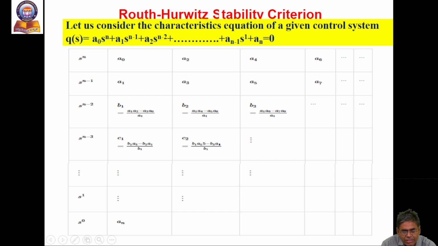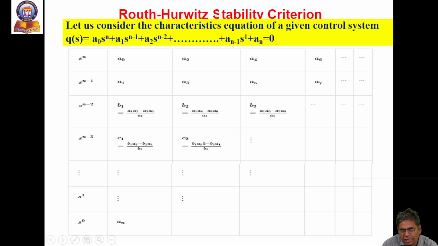Consider Q(s) equal to a0 s^n plus a1 s^(n-1) plus a2 s^(n-2) up to a(n-1) s plus an equal to 0. Then in the first column, we list the rows from the highest power to the lowest power. That is s^n, s^(n-1), s^(n-2), s^(n-3) up to the last element in the first column, which is s^0.